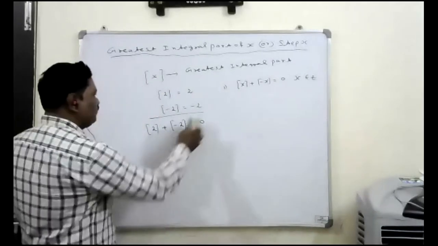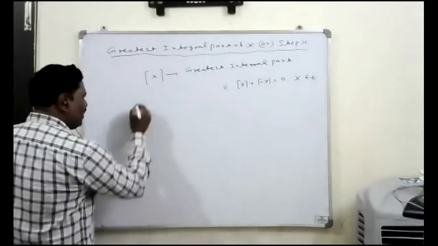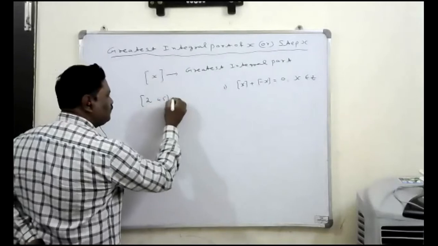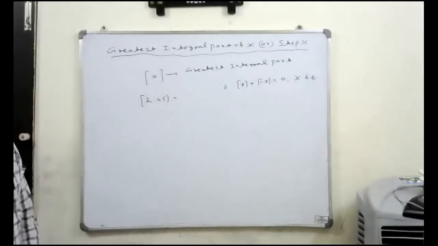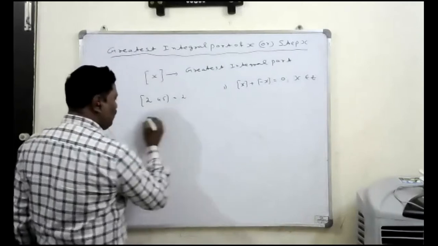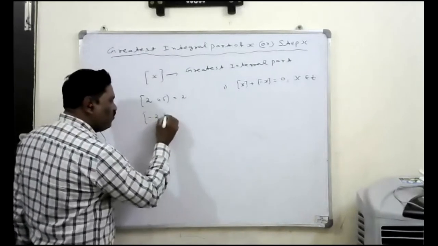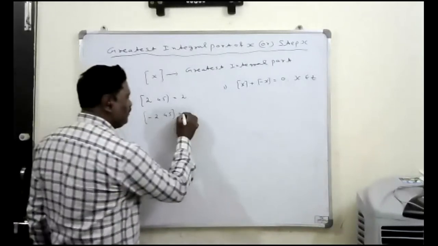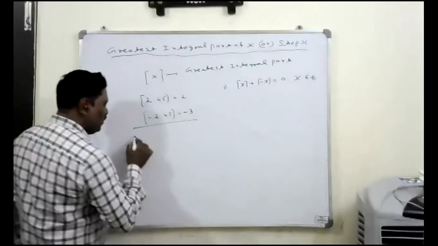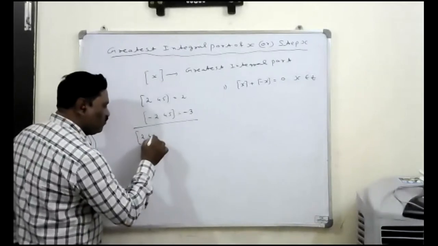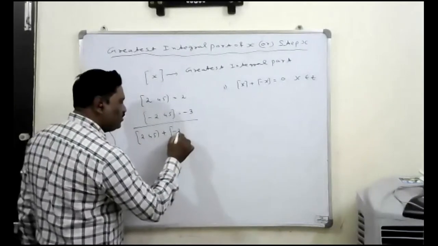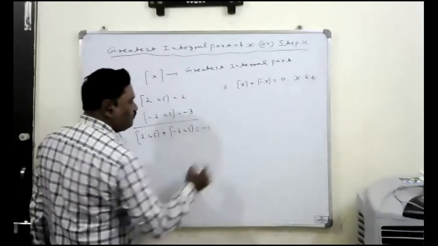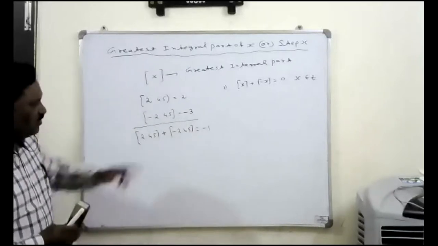Okay. Suppose if I take that, what is the integral part of 2.45? Integral part of 2 is 2. What is integral part of minus 2.45? Minus 3. Okay, ये दोनों भी ऐड करो. इंटीग्रल पार्ट ऑफ 2.45 प्लस इंटीग्रल पार्ट ऑफ माइनस 2.45 क्या होता? 2 minus 3, that is minus 1.